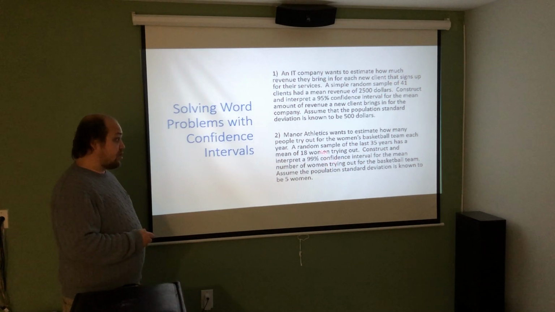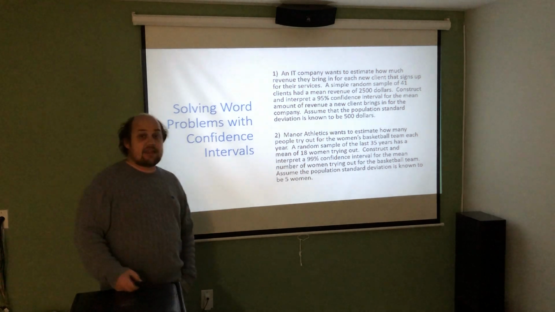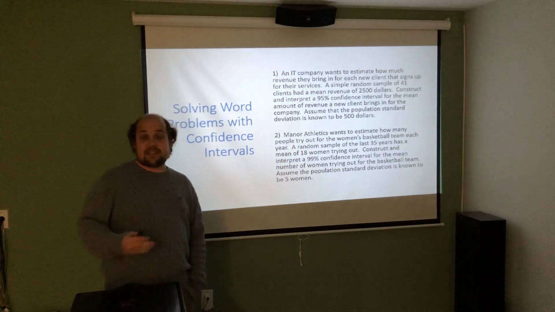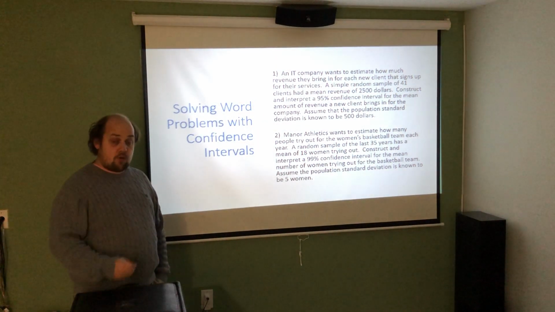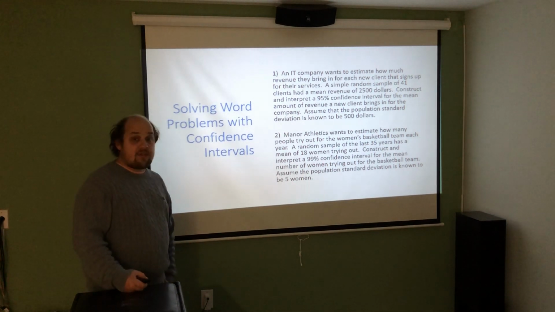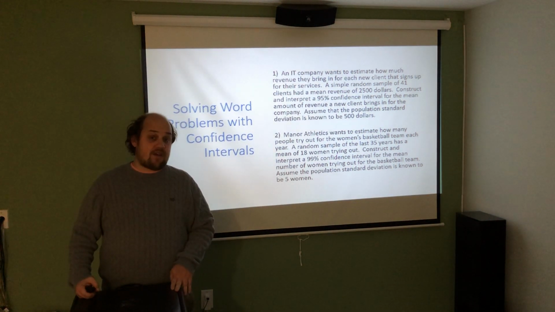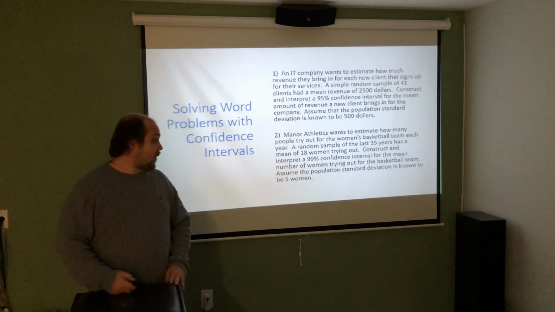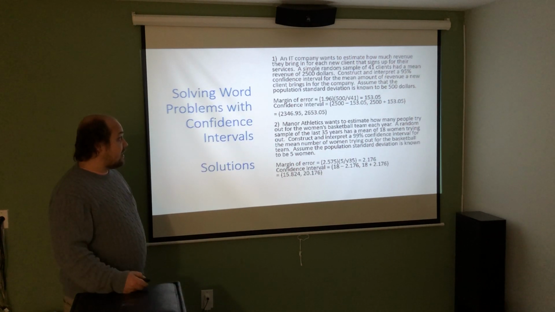For the second situation, I have a random sample from 35 years of 18 women trying out as the mean number who try out for Manor's basketball team. That 35 years is my n, or the sample size that I'm looking at. The mean of 18 is my x bar, or the thing that I'm going to add and subtract from. It says I want 99% confidence. I associate 0.99 confidence with 2.575 as a z alpha over 2 value. Finally, I'm given the standard deviation of 5. So here's the way these calculations would look.